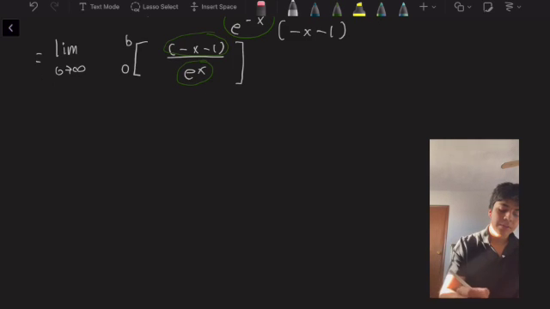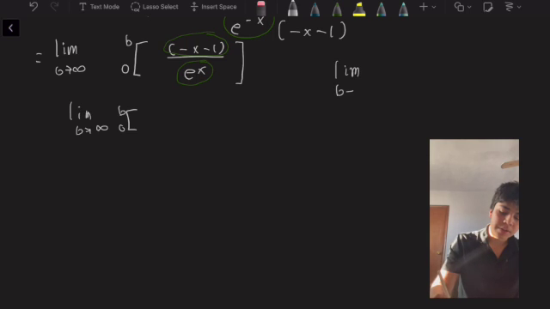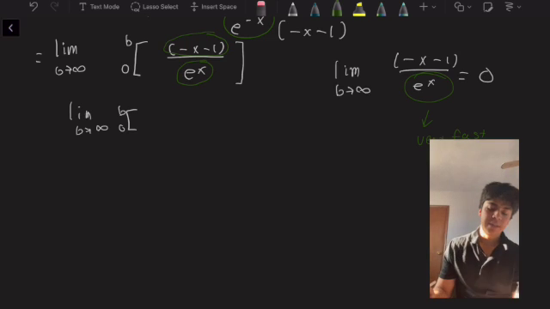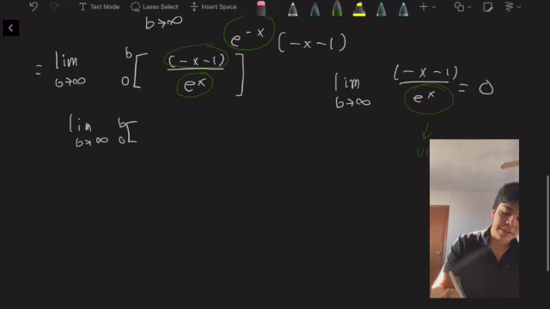So let me rewrite this real quick, and I'm going to get limit as b goes to infinity, and I'm going to plug in the b. So we already made the argument that the limit as b goes to infinity of negative x minus 1 divided by e to the x is 0, because this term grows very fast. And so it's going to beat out the negative x and minus 1 term. So essentially, we're going to get left with a 0. And then we're going to subtract.